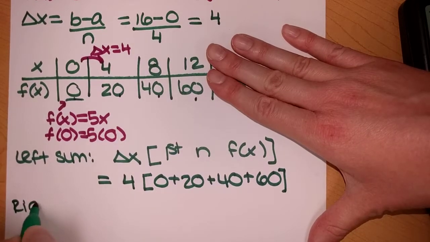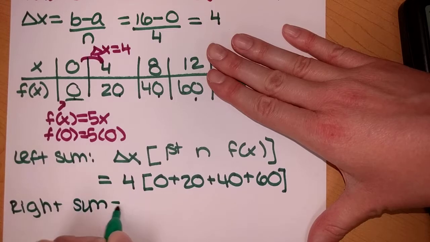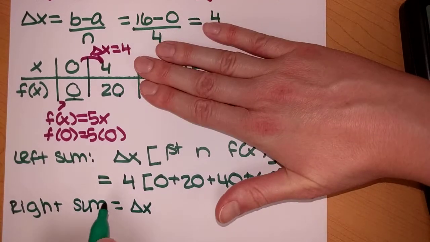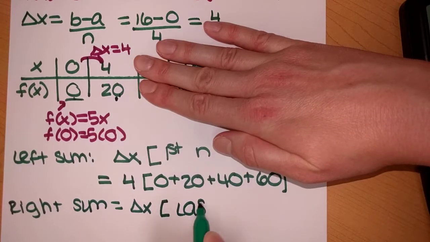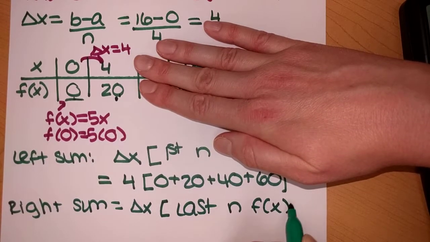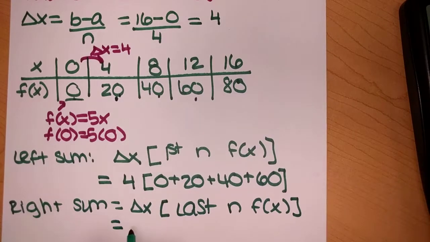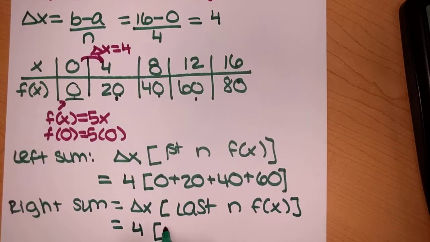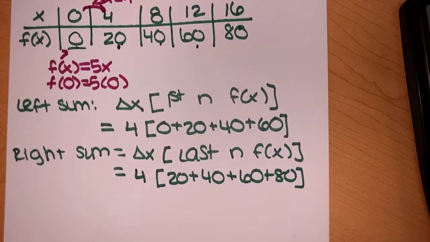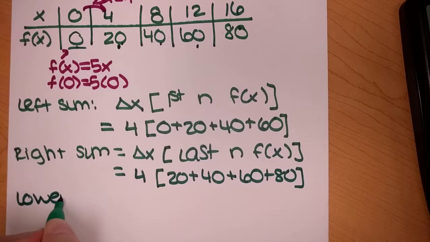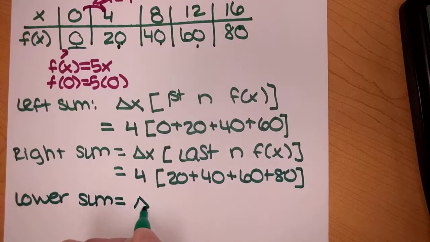Now for your right sum, you're going to have delta x, and if you look at the first interval, your right endpoint is going to be your last number. So you'll have the last n function values. So you will be adding up the 4 times 20 plus 40 plus 60 plus 80, and that will give you your right sum.